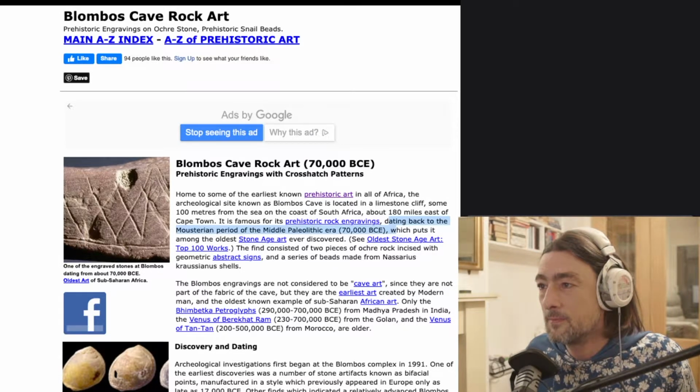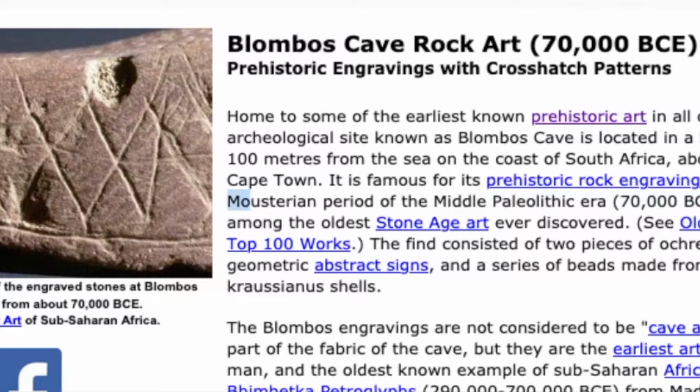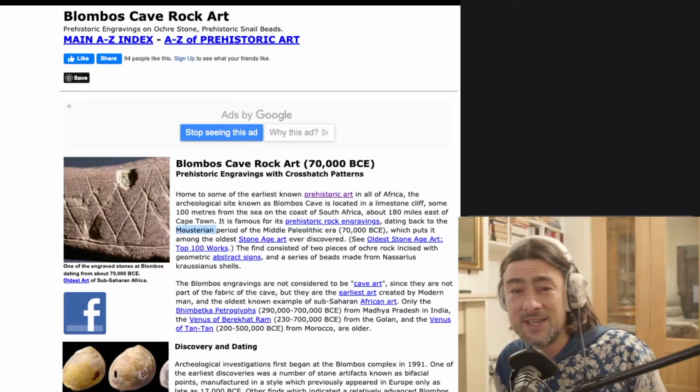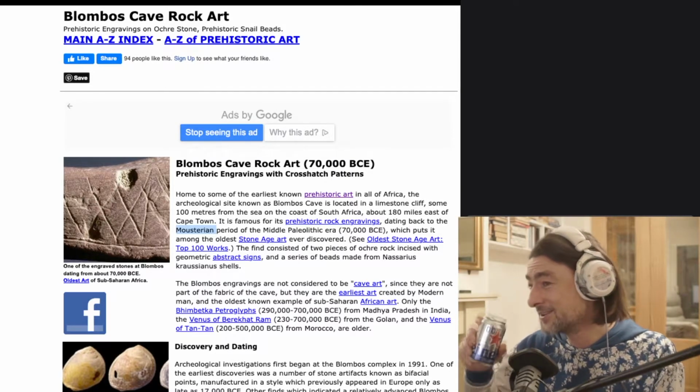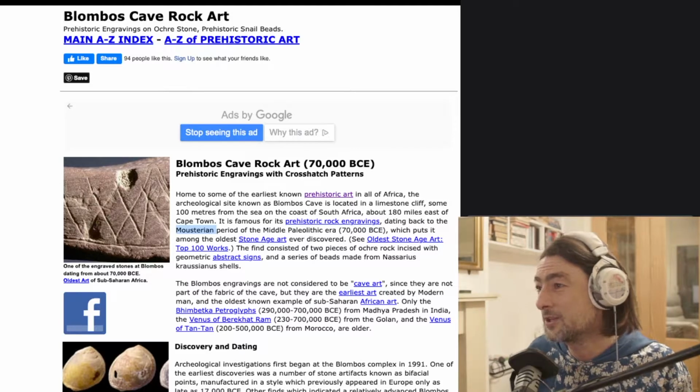Dating back to the, oh, look at that. Mousterian period. The Mousterian. Imagine living in that timeline. The Mousterian period of the Middle Paleolithic era.